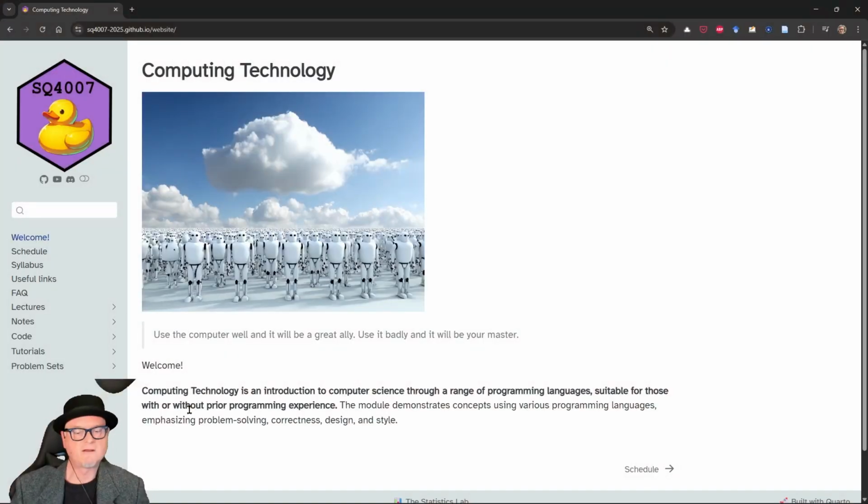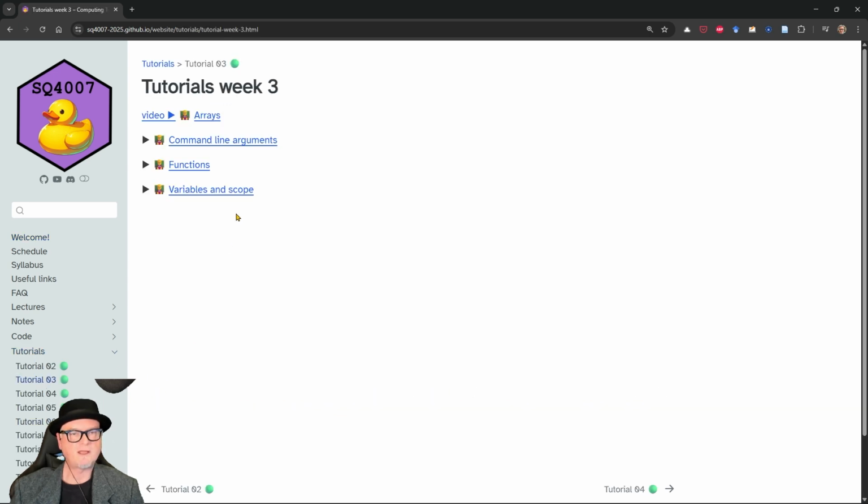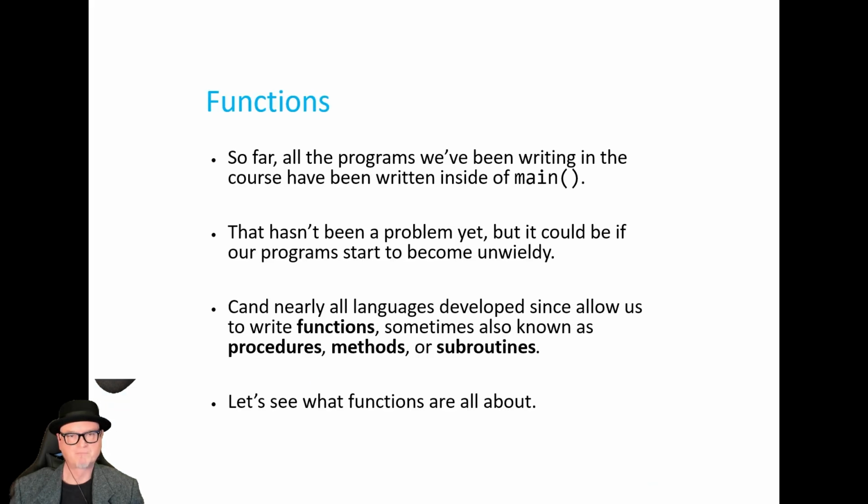Okay, we're looking at functions in this tutorial for week 3. If you're following along, you can start on the web page, look at tutorials, week 3, and we're going to talk about functions. This is going to be very short and it's conceptual.